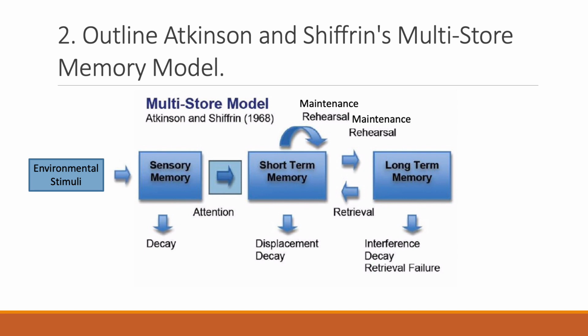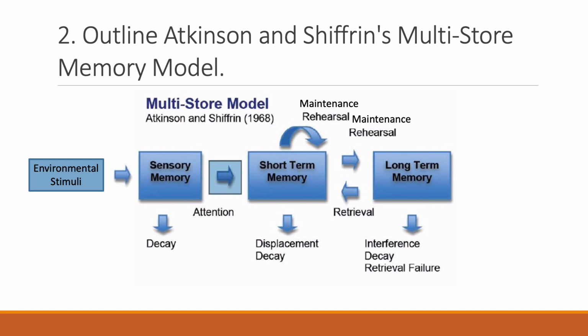But if something does go into our short-term memory, then we do a process called maintenance rehearsal, where we basically just repeat the information, even if it's just in our head. And the more we do this, the more likely it is to then go into our long-term memory. From our short-term memory, two things can happen for us to be able to forget the information: displacement, which is when old information in our short-term memory leaves in order to make room for new information, or decay, when we basically just forget it.